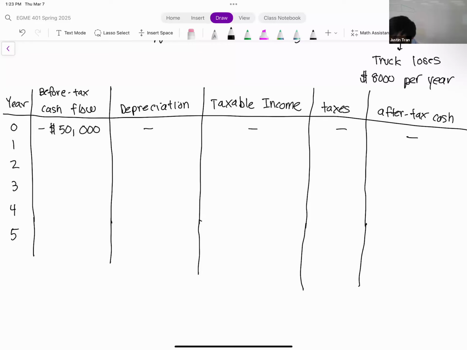All right, year 1. So this is the end of year 1. So we've been using the truck for 1 year, right? We know that in this first year, we've made $20,000 of income, so the before tax cash flow is $20,000. In that 1 year, our truck has lost $8,000 of value. So the depreciation at the end of year 1 is going to be $8,000.